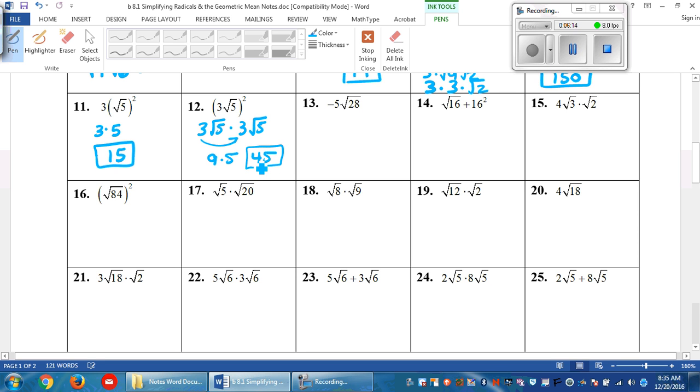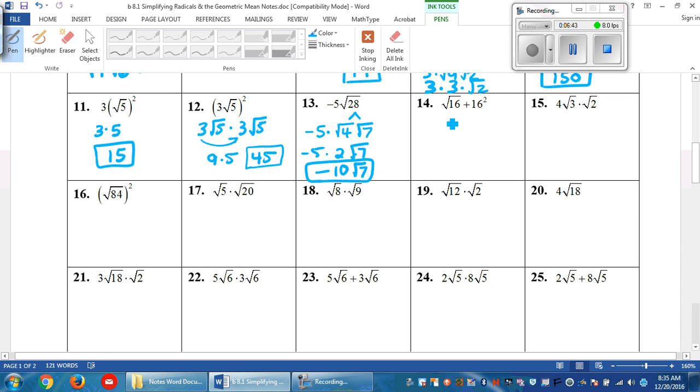If I'm going too fast, slow it down, pause it, okay? But the more you do these, the better off you'll get at them. So, 4 times 7 gives me 28. The negative 5 will come down. It's all being multiplied. The root 4 becomes a 2. So we get negative 10 root 7 for my final answer.